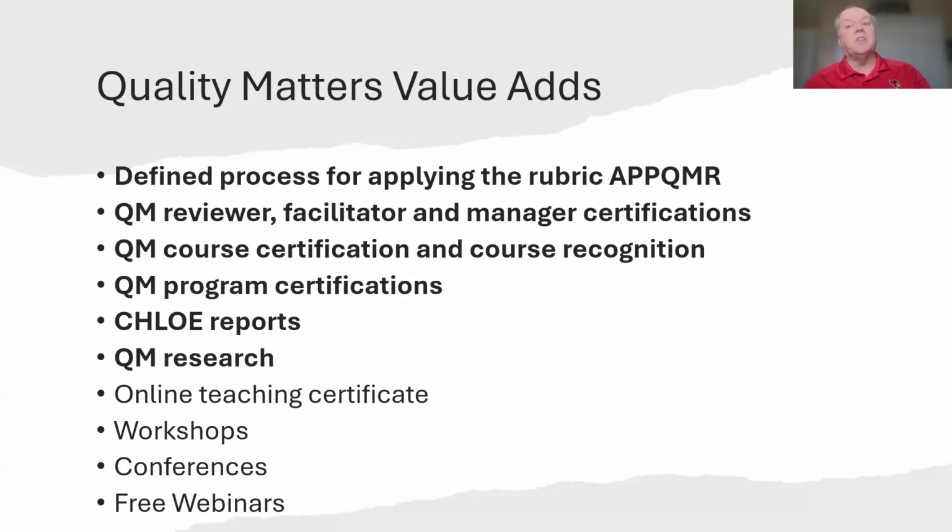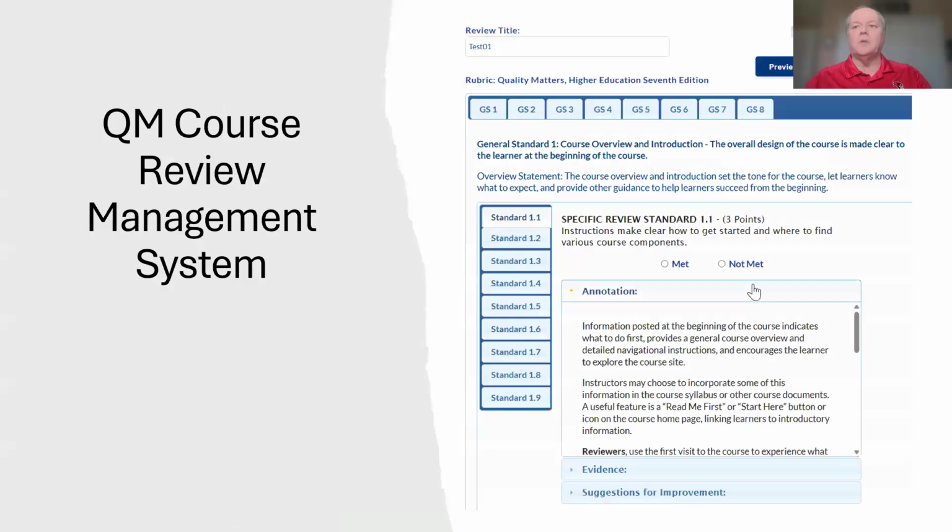Quality Matters also does the CLOE reports, which is a survey of Chief Online Learning Officers to talk about trends in higher ed. They also have a pretty robust site where you can access research. And they offer a teaching certificate. They offer workshops, conferences, and free and paid webinars. So when you adopt Quality Matters, you're adopting a lot more than just the rubric.